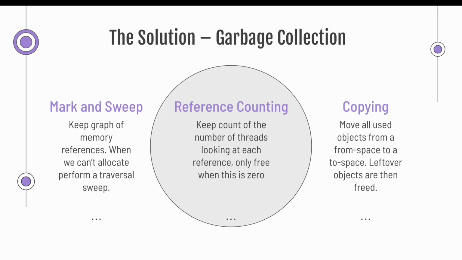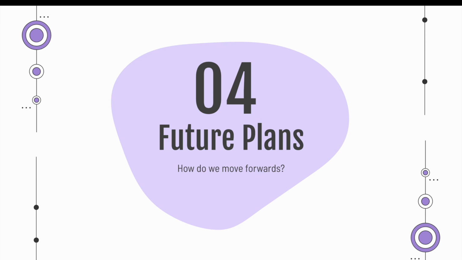To solve this issue, we explored implementing a rudimentary garbage collection system. There are several implementations out there, but the simplest is certainly reference counting. Each reference keeps a count of how many threads reference it, and we only allow frees when this number is 0. Although we are happy with the work that we have put forward so far, there's always more to be done. Let's talk about what our next steps look like.